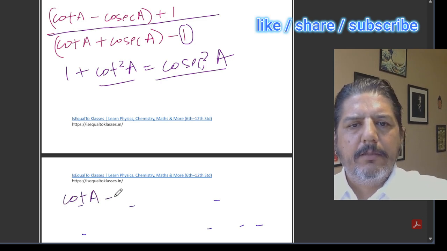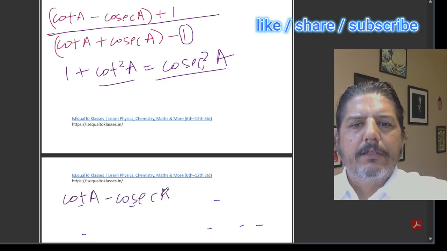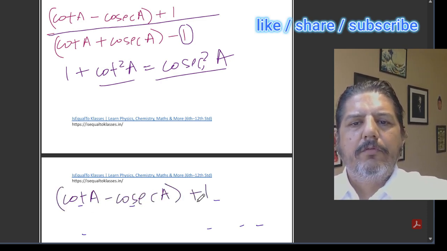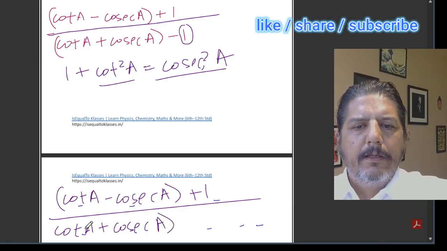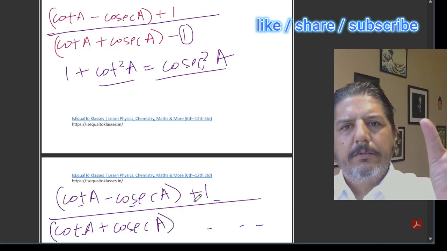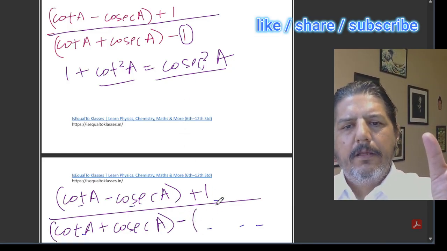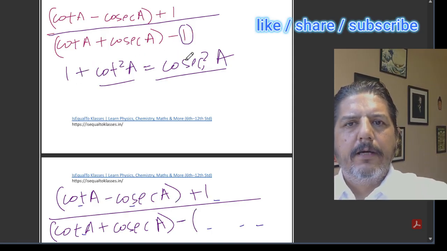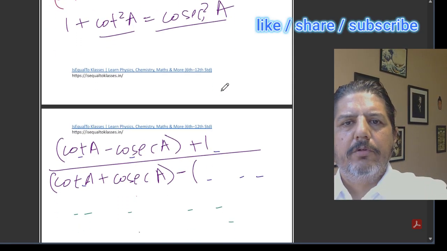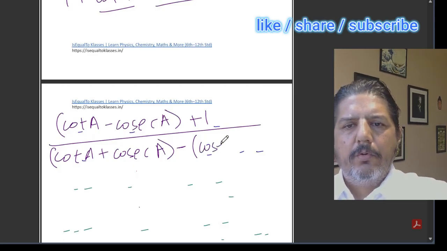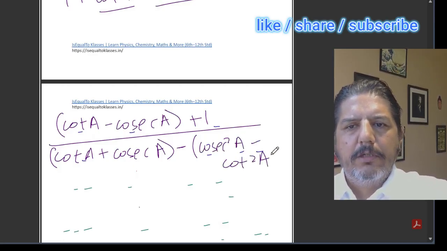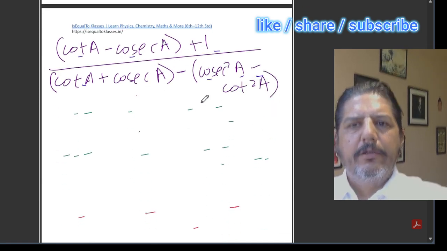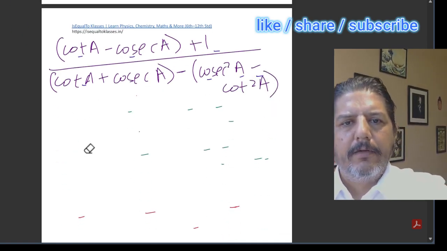So it's cot⁴ minus cosec² plus 1 whole upon cot⁴ plus cosec². This is one term, and minus this 1, I'm replacing it by cosec² minus cot². Now, why do I do this? You'll understand in a while.